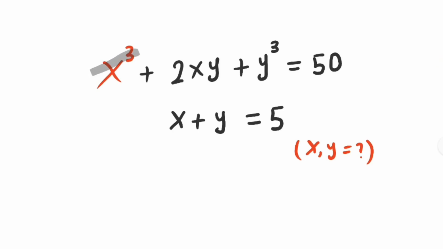X raised to power 3 plus 2xy plus y raised to power 3 is equal to 50. Also, x plus y is equal to 5. We want to find the value of x as well as the value of y from this given nice equation.